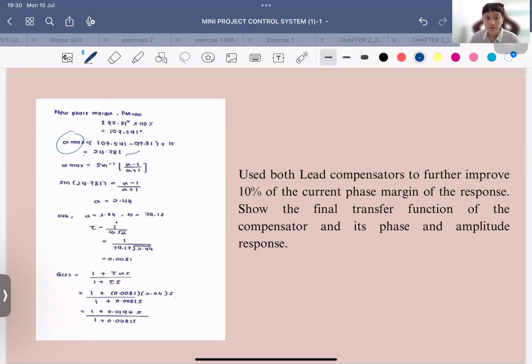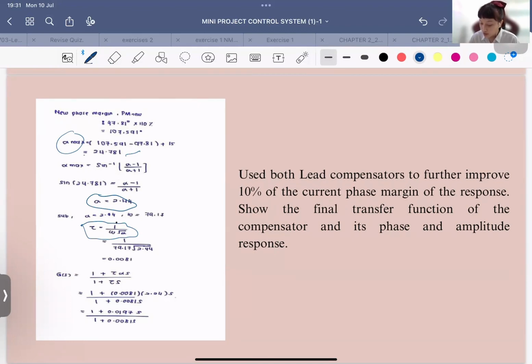So we obtain 24.781. Next, for alpha max, we have to inverse sine, which is alpha minus 1 divided by alpha plus 1. By using the mathematical calculation, we obtain the alpha 2.44. So we substitute the alpha to this formula and we obtain 0.0018. Then we have to find the G(s). We substitute all the values that we got above. So we got 1 plus 0.0197s divided by 1 plus 0.0081s.